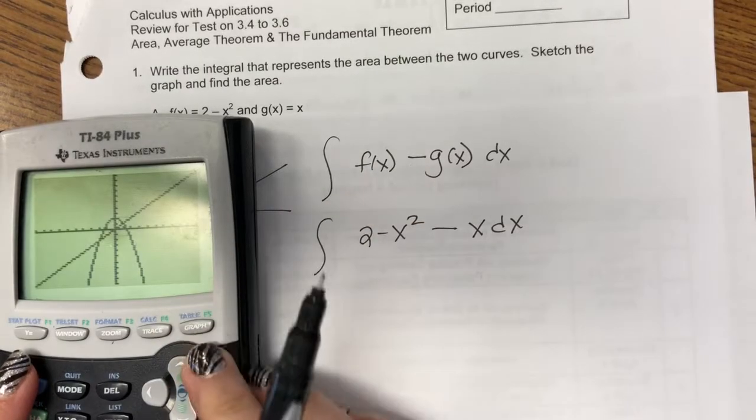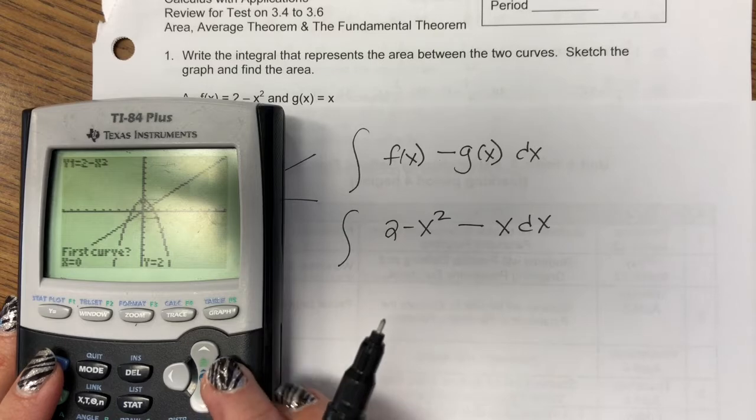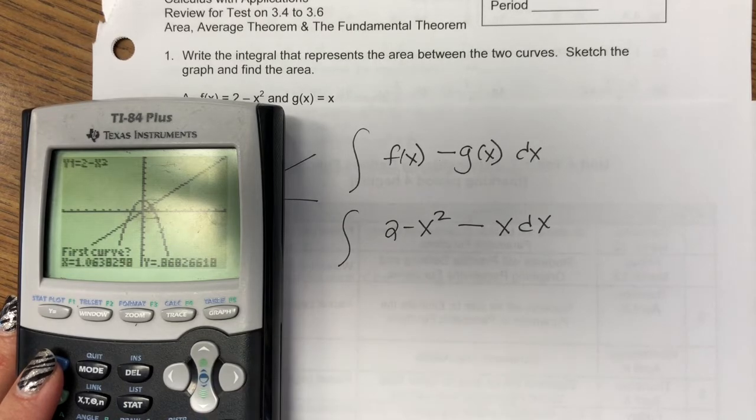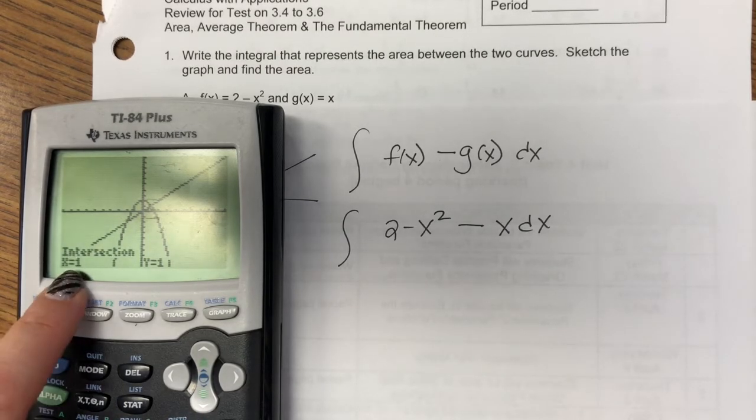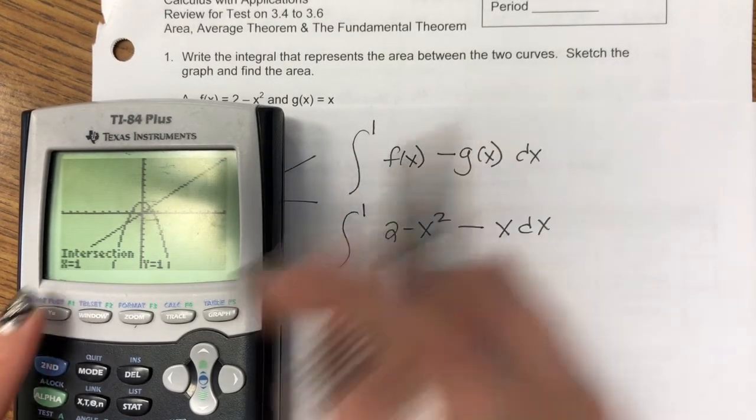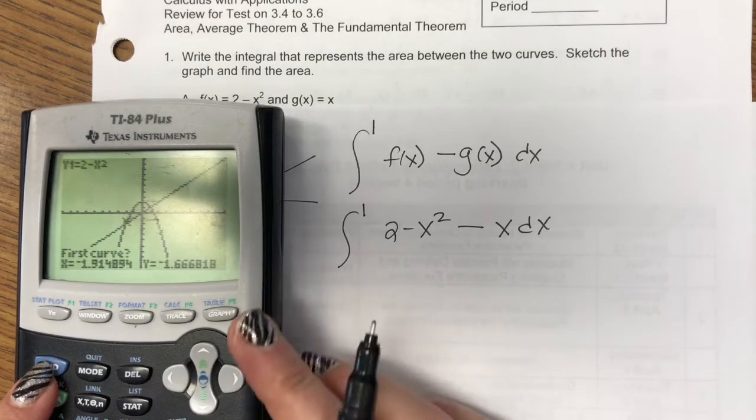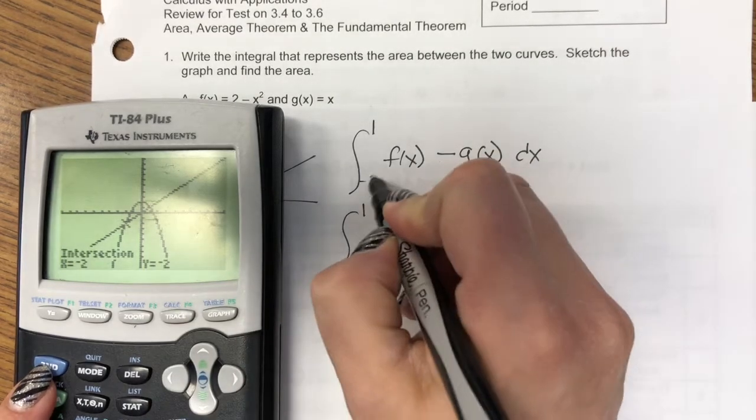Now I have to find these x values. So in the calculator, I'm going to do second trace, choice 5 is intersect, and hit enter 3 times on the location. And I only care about the x. So the far right side is 1. I'm going to do that again and find the left point, and that's going to be the bottom value of my integral. And that's at -2.